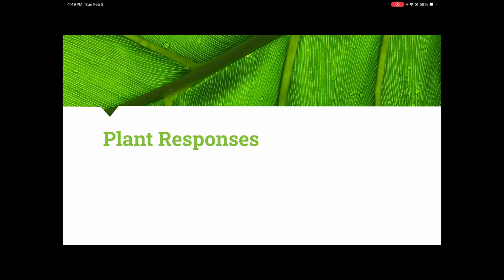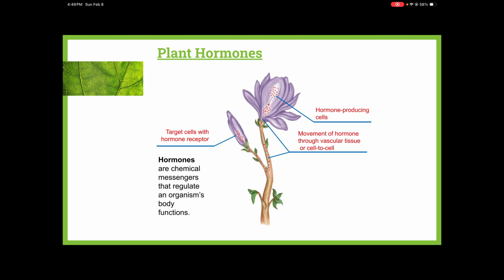Okay, plant responses. So plants have hormones. Hormones are chemicals. Those chemicals make certain things happen in a plant, just like they make certain things happen in animals and in humans. There are hormone producing cells that produce the chemical, and that chemical can move through the vascular tissue or from cell to cell to get to the target cell. It has a receptor that receives that hormone and does what it says.